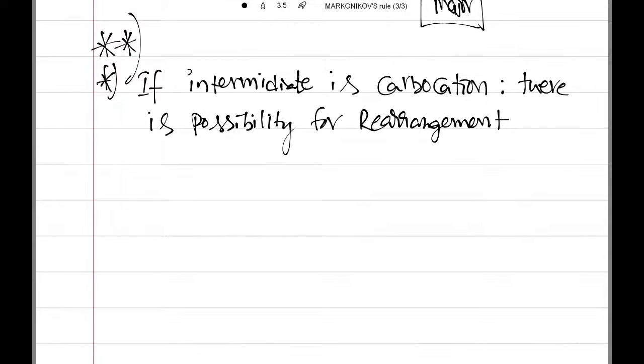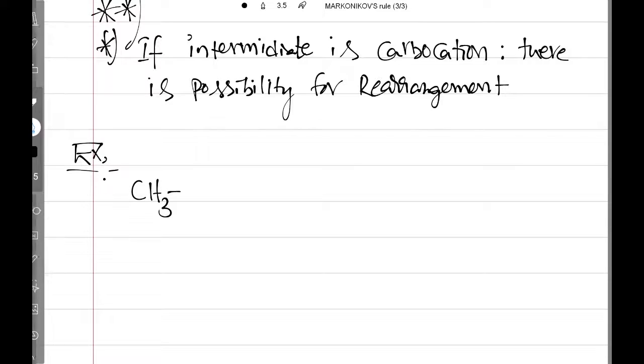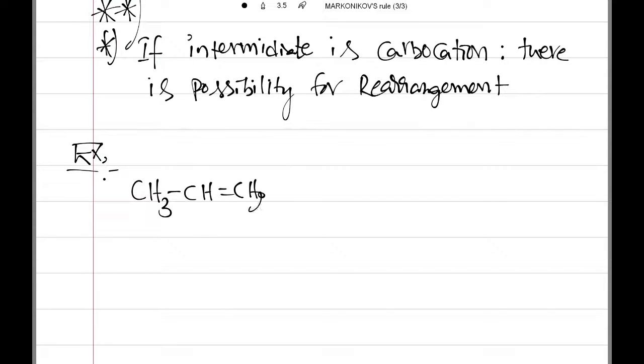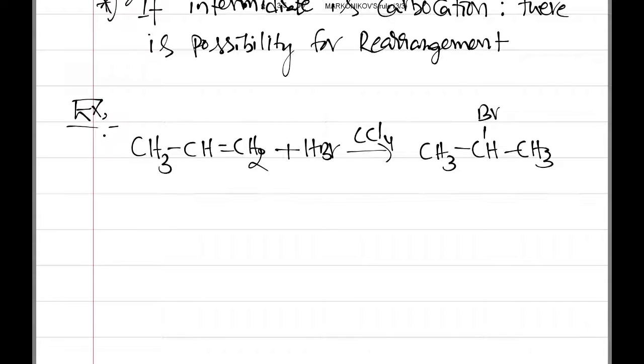Now I am taking examples here. I am taking propene, CH3 CH double bond CH2. When I react this with HBr in presence of CCl4, carbon tetrachloride, I can get the product CH3 CH Br CH3. So 2-bromopropane I can get.